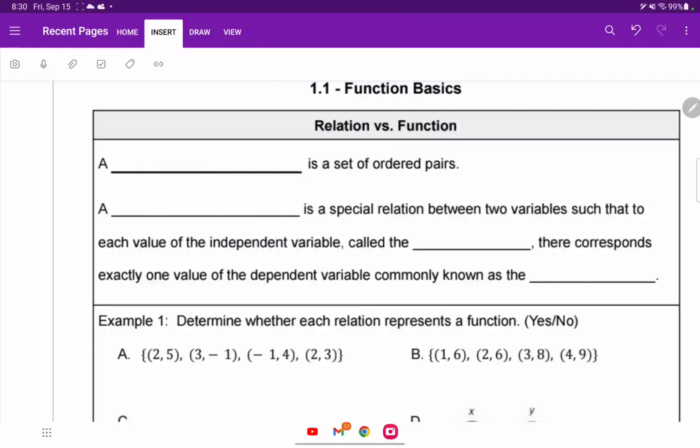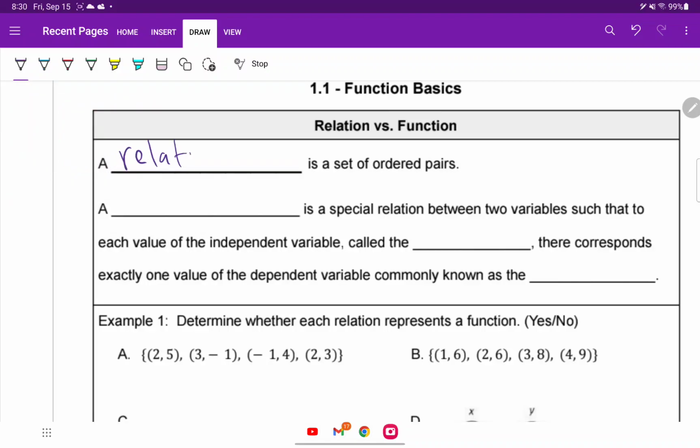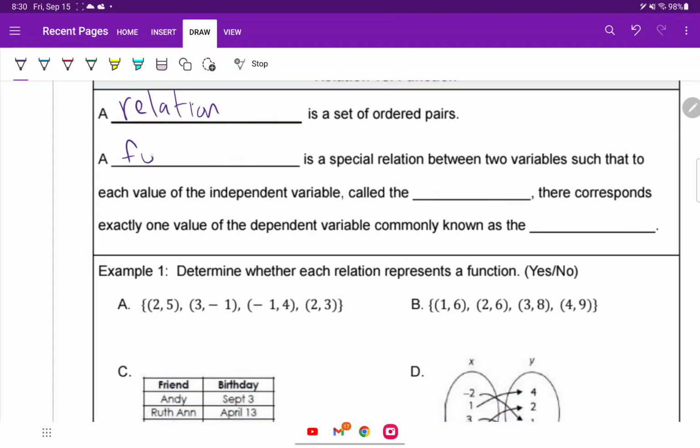For function basics, the first one says a blank is a set of ordered pairs, and that is going to be a relation. So a relation is a set of ordered pairs. A function is a special relation between two variables such that to each value of the independent variable, called the domain, and hopefully remember domain is x, there corresponds exactly one value of the dependent variable, commonly known as the range. So independent is our x, dependent is our y.